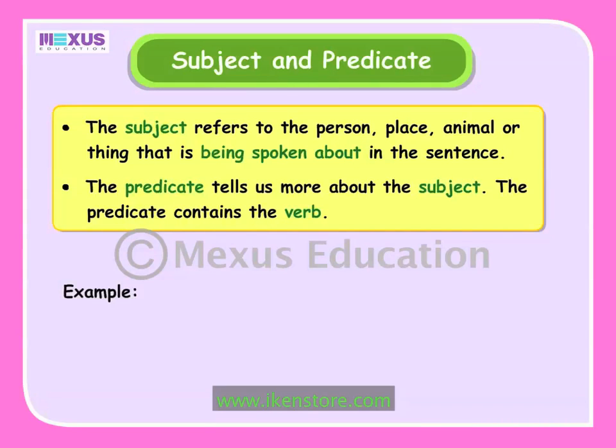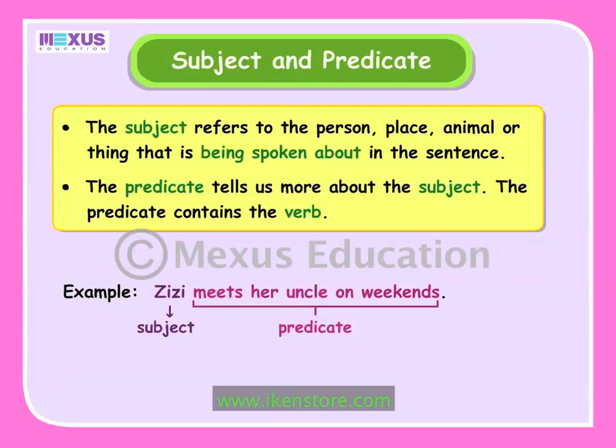Take the example of the sentence, Zizi meets her uncle on weekends. Here, Zizi is the subject since she is being spoken about in the sentence. Meets her uncle on weekends is the predicate. The predicate contains the verb meets.